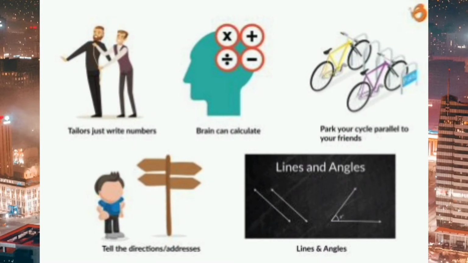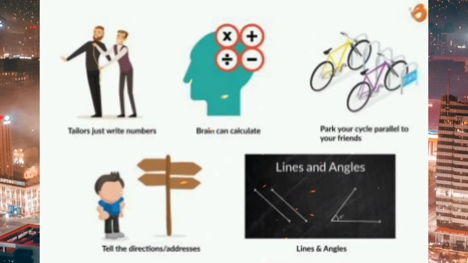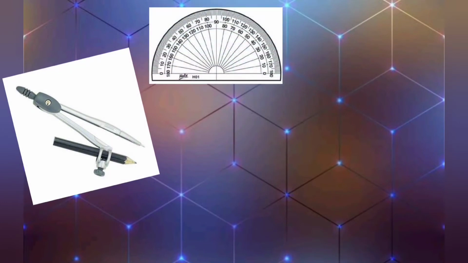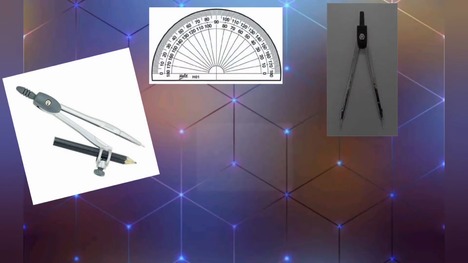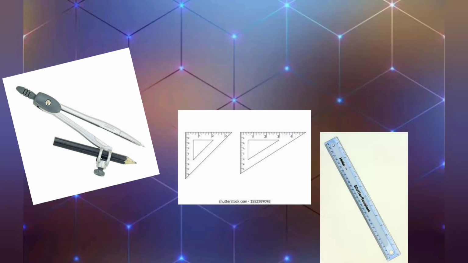We do all these things based on default geometric senses we have on lines and angles, which we also learn in mathematics using some basic tools. These basic tools used in geometric constructions are compass, protractors, divider, set square, meter rule, or straight edge.